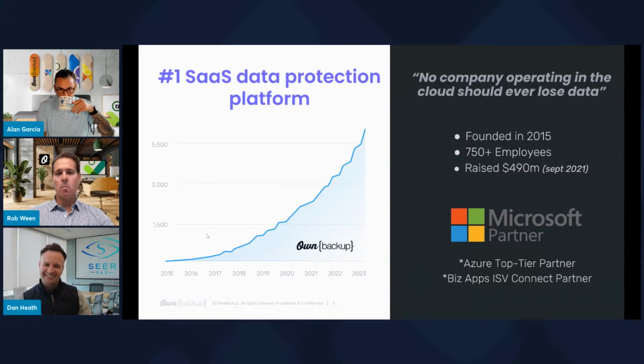So who is OwnBackup? We are the number one SaaS data protection platform. We have almost 6,000 customers. And I think the thing that really jumps off this page is our special relationship with Microsoft. So we've only been around for a little over a year, but as you can see, we're already rising the ranks, and we're an Azure top tier partner, as well as an ISV apps co-sell partner. So I think the value of clients protecting their investment is pretty evident here.